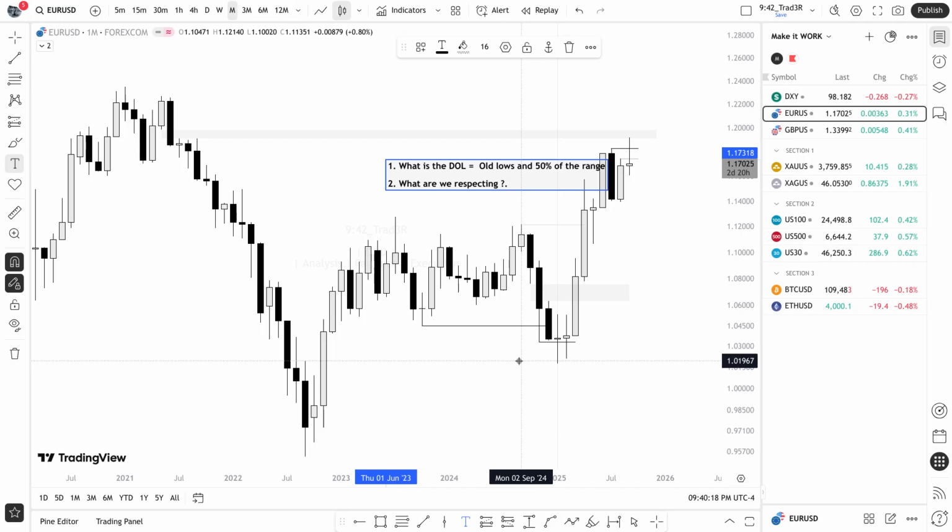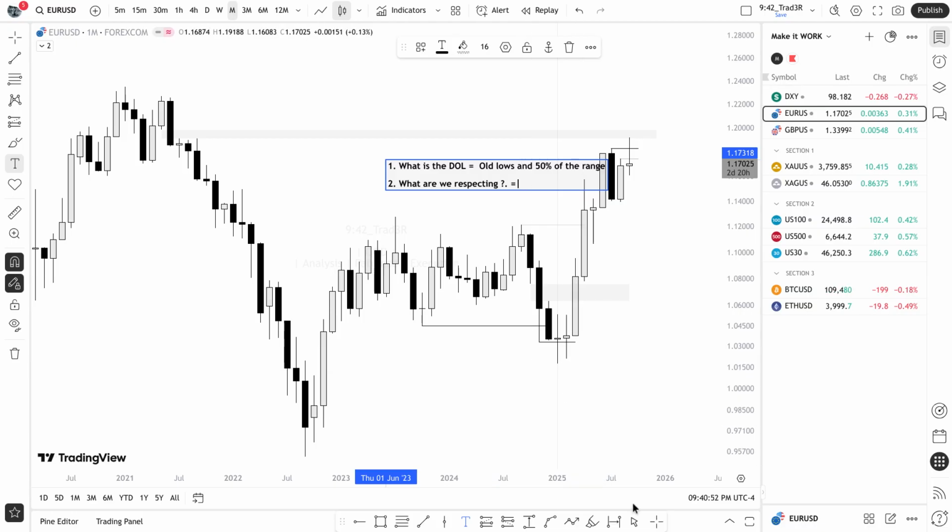What are we respecting? Now, this question number 2 is where your bias and narrative lies. As a CRT trader, question number 2 that I'm asking myself is where my bias and narrative lies. So if I ask myself, what are we respecting? I'm simply referring to, are we respecting old highs, or are we respecting old lows? Are we respecting premium key levels, or are we respecting discount key levels?